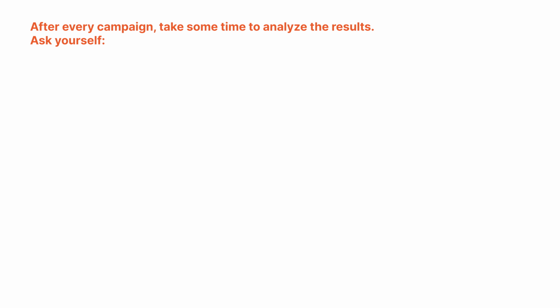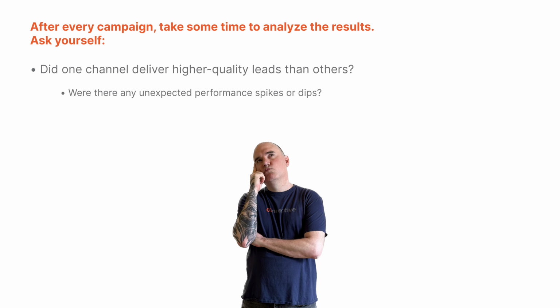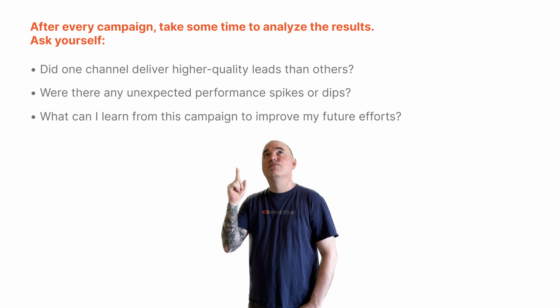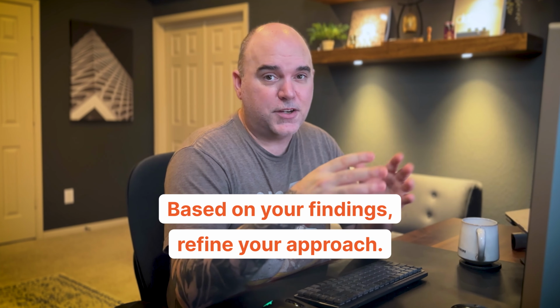After every campaign, take some time to analyze the results. Ask yourself, did one channel deliver higher quality leads than the other? Were there any unexpected performance spikes or dips? And what can I learn from this campaign to improve my future efforts? Based on your findings, refine your approach. If your seasonal campaigns outperform expectation, increase next year's budget for those periods. Reallocate funds from underperforming experiments to proven strategies, or double down on experiments that show strong potential.